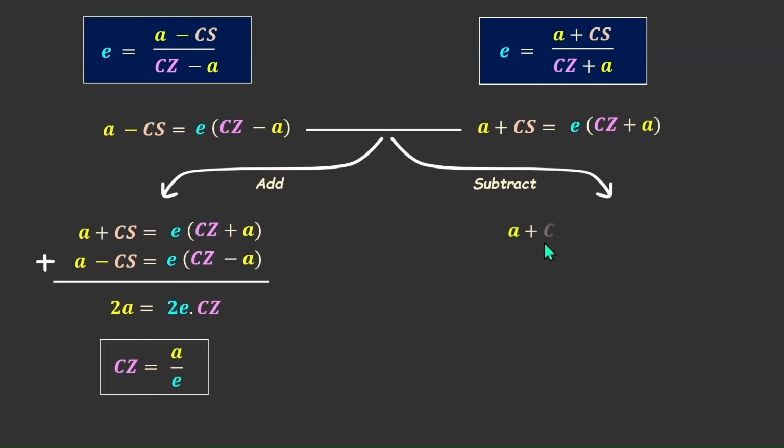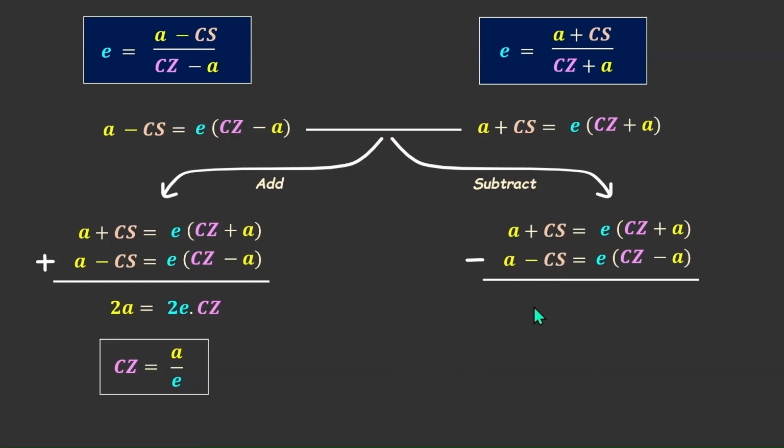And now that we subtract the equations, we'll get Cs and Cs. So this will add up Cs minus of minus Cs, and A would get cancelled. So this would give us 2Cs is equal to ECz minus ECz, which would be 0, and Ea minus of minus Ea would give us 2Ea. So this gives us that Cs is equal to Ea.